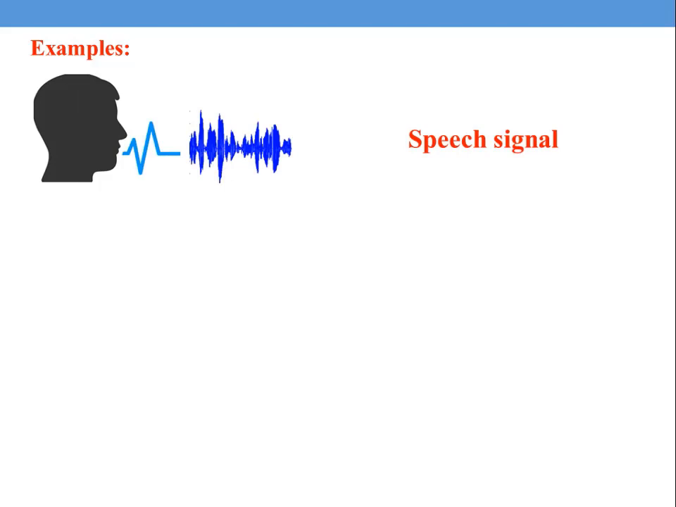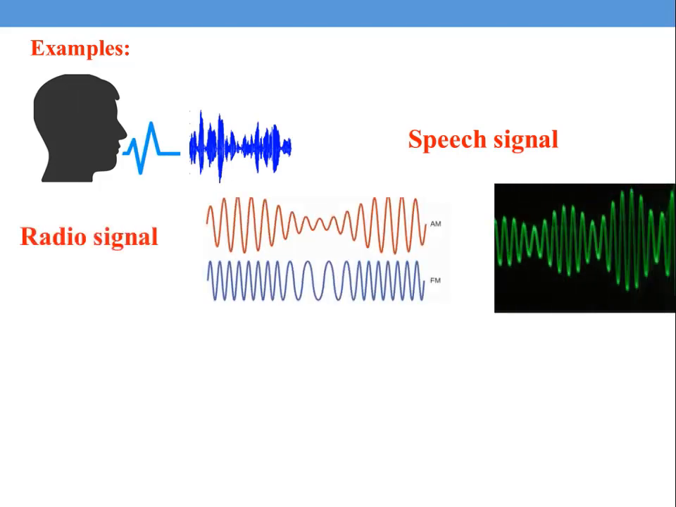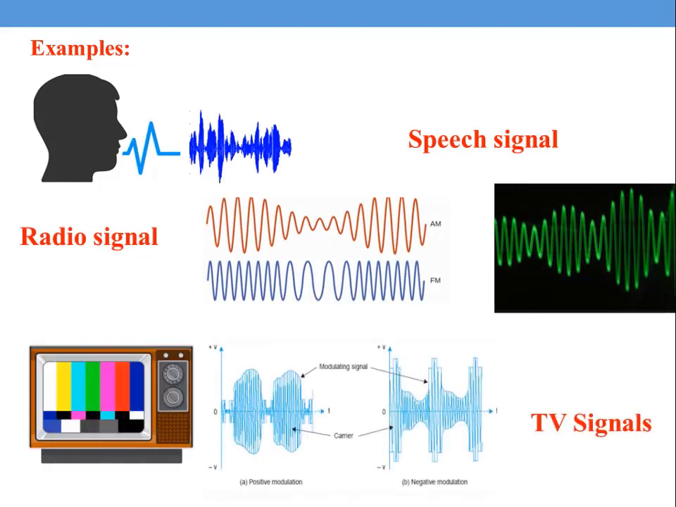Now look at some of the examples of analog signal. In the communication system, analog signal can be represented in many forms such as speech signal, radio signal, TV signal, and so on. Let us move on to the next type of signal, that is digital signal.